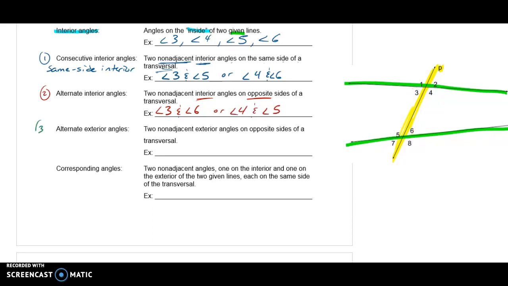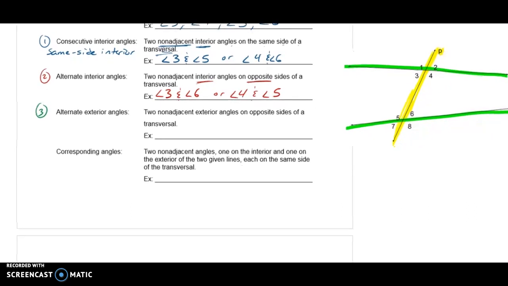Next one, alternate exterior. Sounds the same as interior, but now it's outside. So outside, opposite sides, meaning outside on the opposite sides, this one with this one. So I have angle 1 and angle 8, or angle 2 and angle 7.